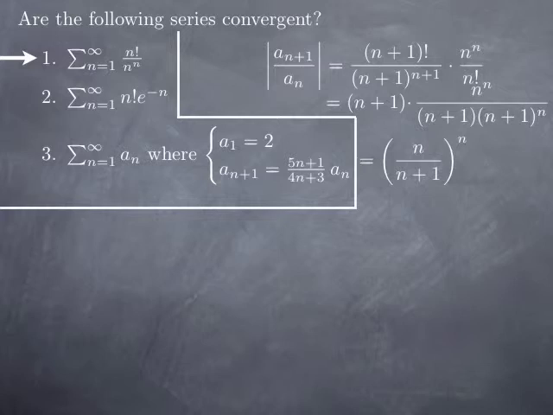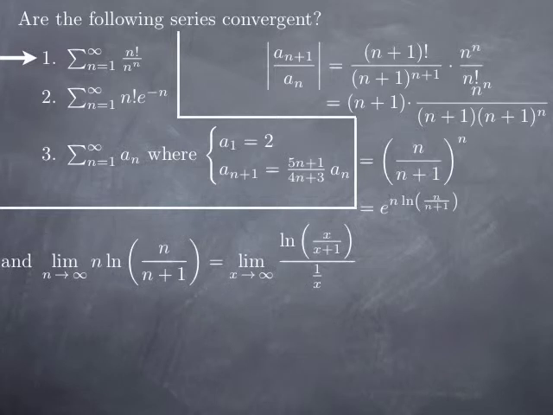And to find the limit, here we have something where the variable n is both in the base and in the exponent, so the natural thing to do is rewrite that as a power of the Euler number e. Specifically, it's e to the n natural log of n over n+1. So to find the limit of our ratio, we need to find the limit of n ln of n over n+1.